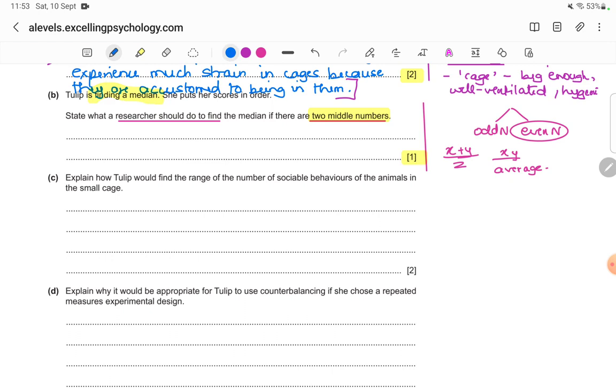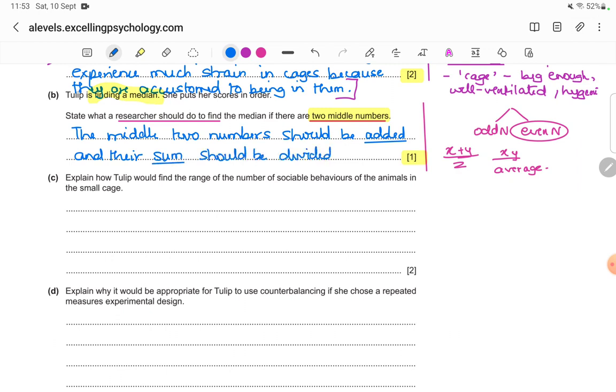Okay, let's see how to write this answer. So we'll say the middle 2 numbers should be added and their sum should be divided by 2. Alright, very simple one. Let's come to the next question.